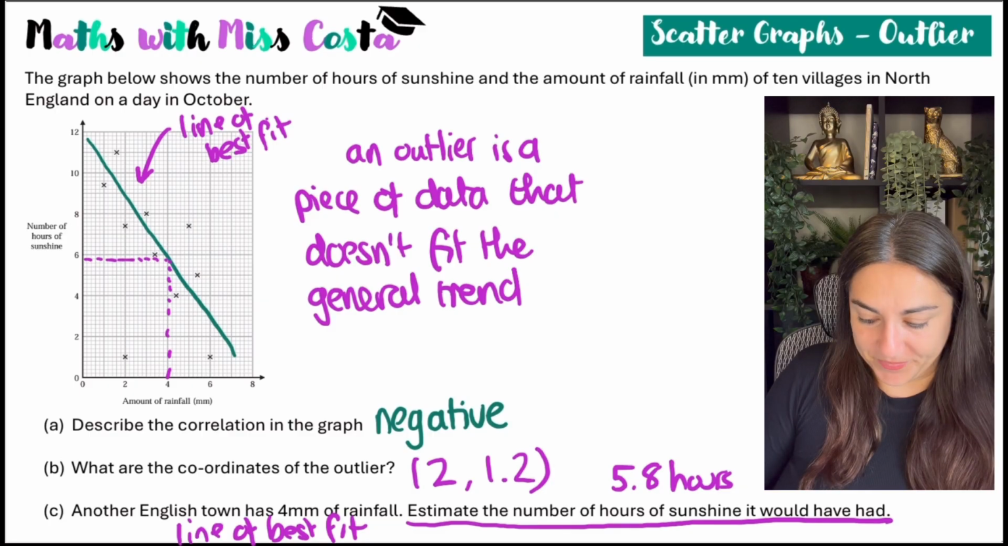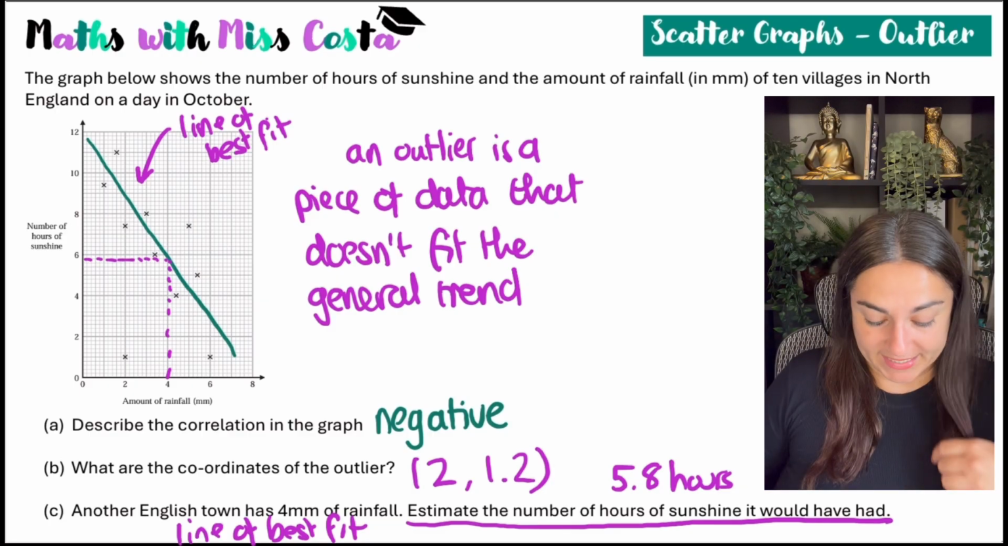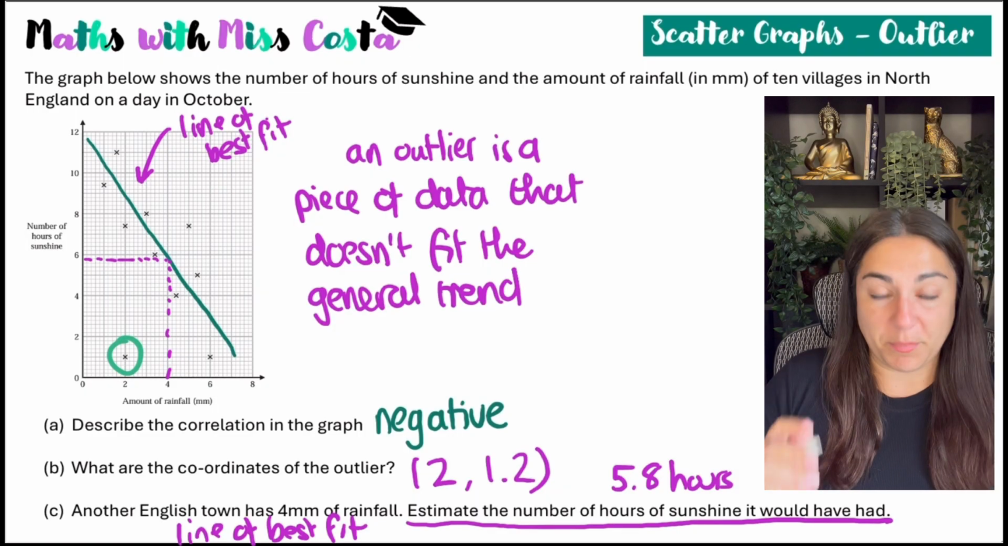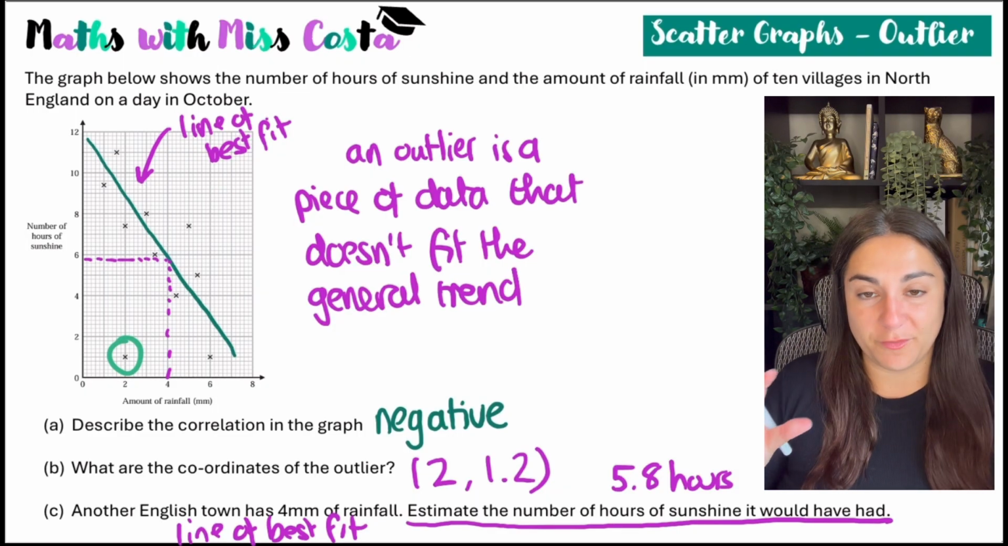And that's our scatter graphs. The key thing is we just need to know what an outlier is. An outlier is literally the bit that sticks apart from all of the data. It doesn't look like it fits on the scatter graph.